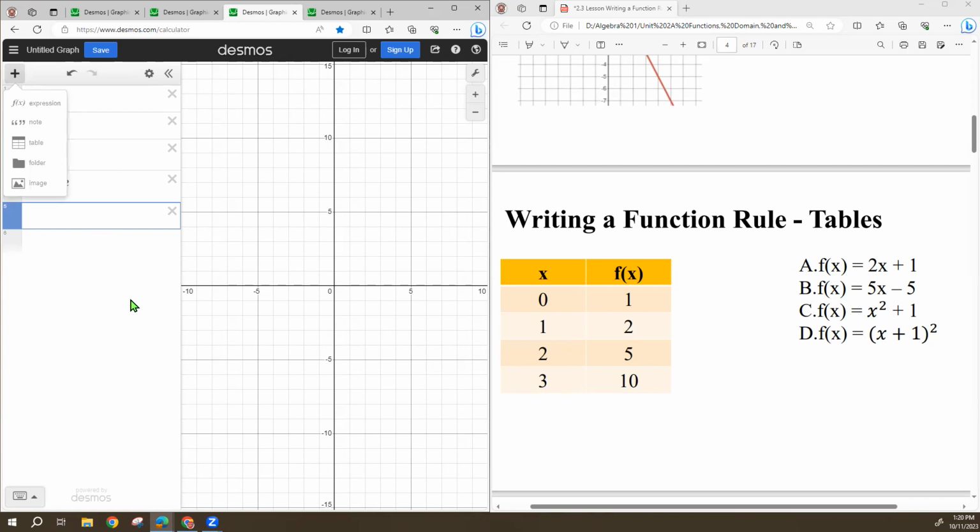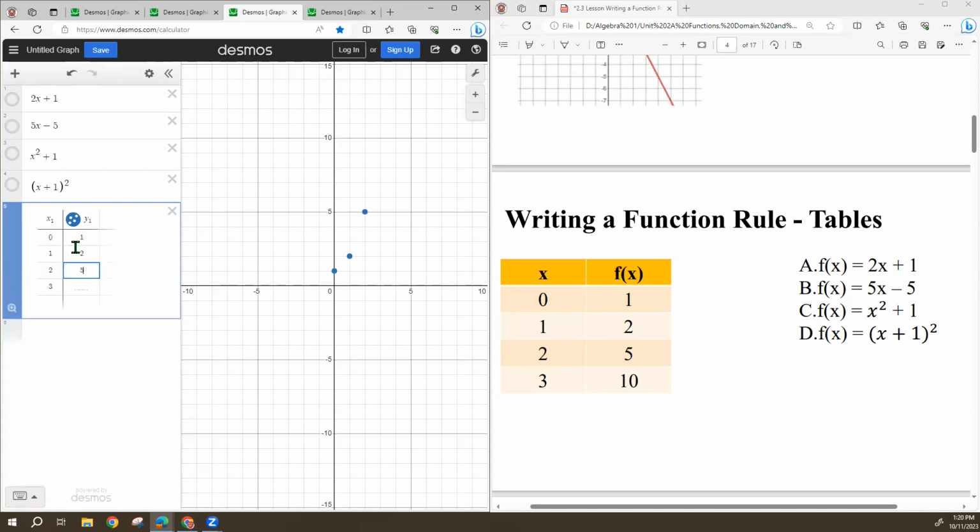But what I'm going to do is add a table. I'm going to hit this plus sign up here, put a table in, click table, and copy all my x's down. And then I'm going to copy my f of x's, which are actually y's, and so we can just leave that as y. And you can see that all those points get graphed.